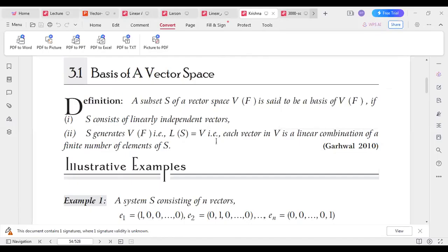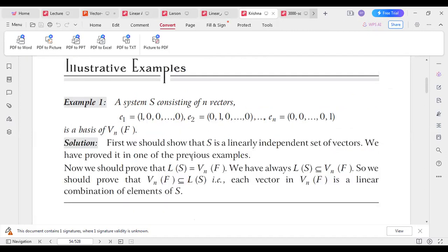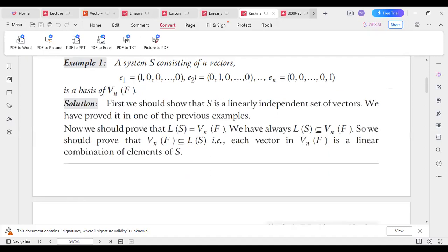So the definition of basis for a vector space will be this: if a subset S of a vector space V is said to be a basis of V, then S consists of linearly independent vectors, and S generates V, that means V can be written as a linear combination. So this is the actual definition of a basis of a vector space, and this is a system consisting of n vectors as a basis.